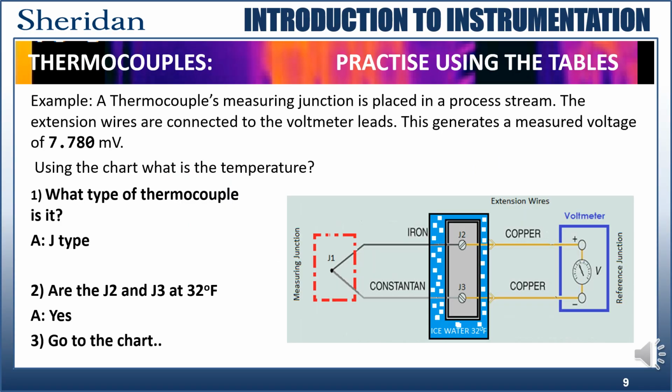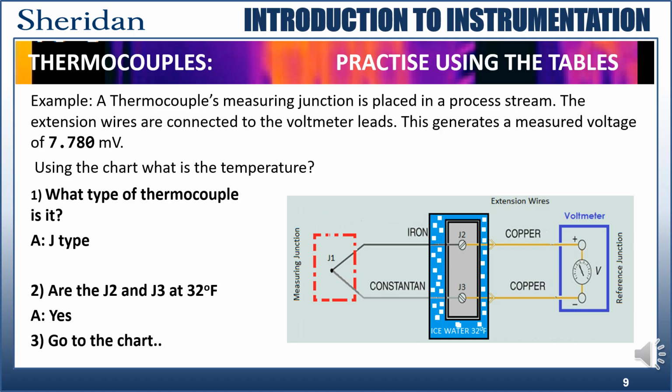Okay, here's our first example. A thermocouple's measuring junction is placed in the process stream. The extension wires are extended to the voltmeter leads. This generates a measured voltage of 7.78 millivolts. Using the charts, what is the temperature?